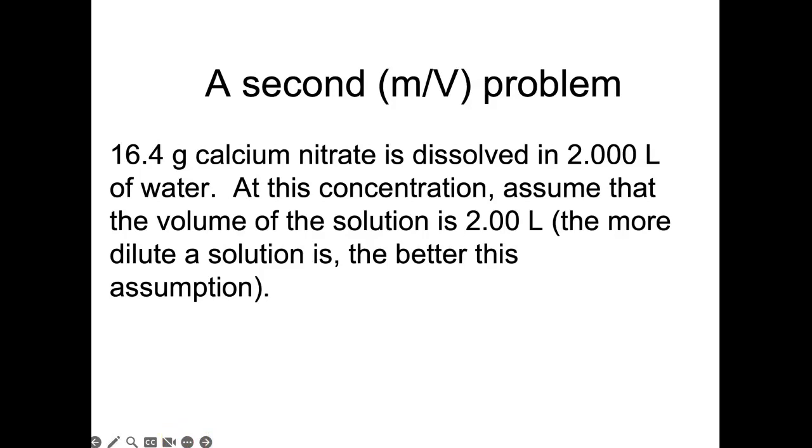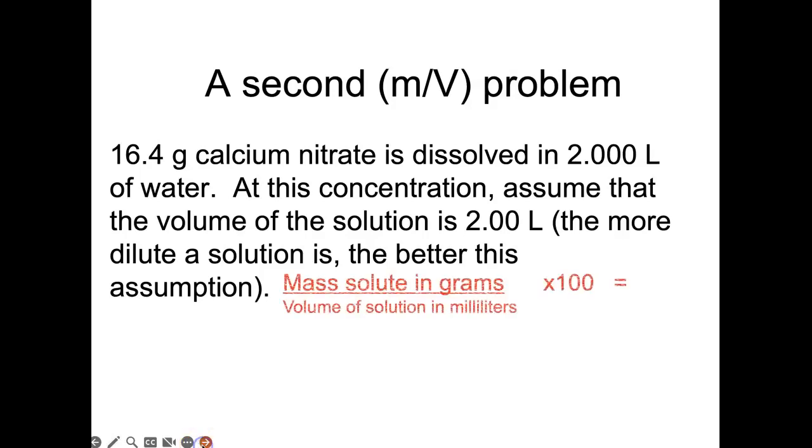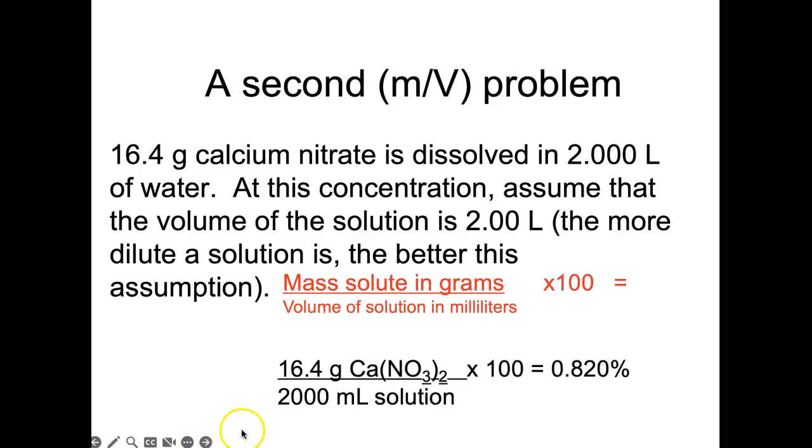16.4 grams of calcium nitrate dissolved in 2 liters of water. Assume that the volume of the solution is 2 liters of water. So you would be using a volumetric flask like we did in the lab, but instead of being 100 milliliters like the one you used, it would be 2,000 milliliters or 2 liters. So did you set it up just like this? Did you convert your volume into milliliters and then multiply by 100? So hopefully you came up with 0.820 rounded to 3 significant figures.